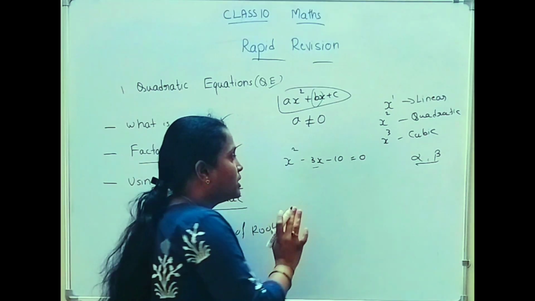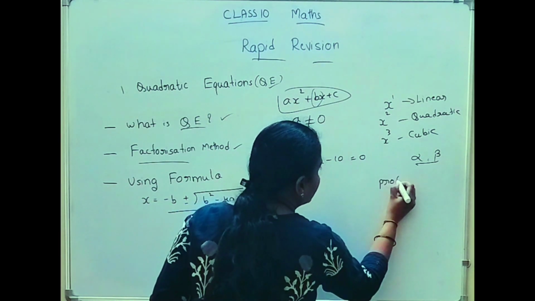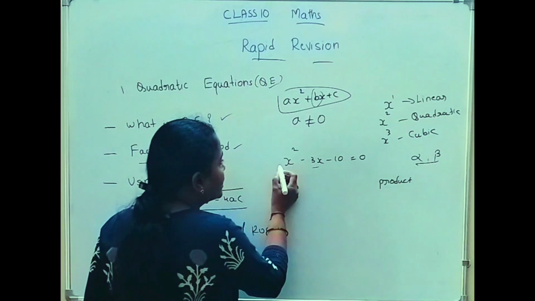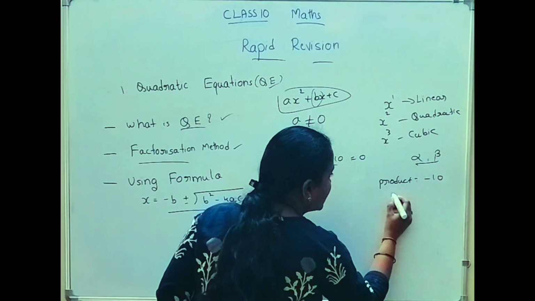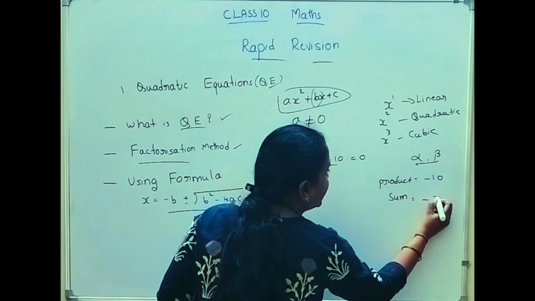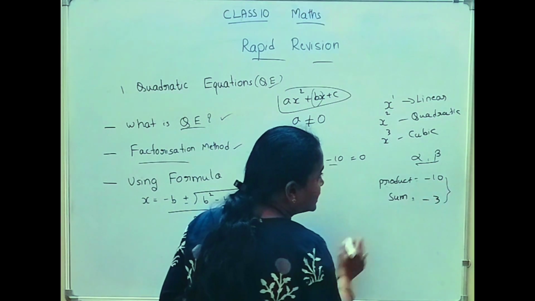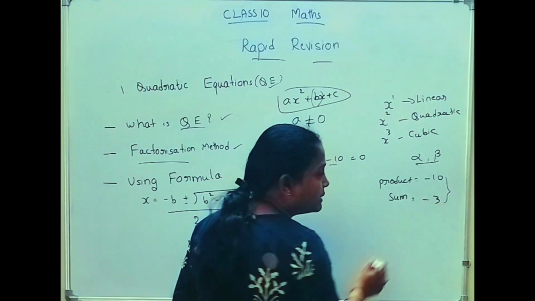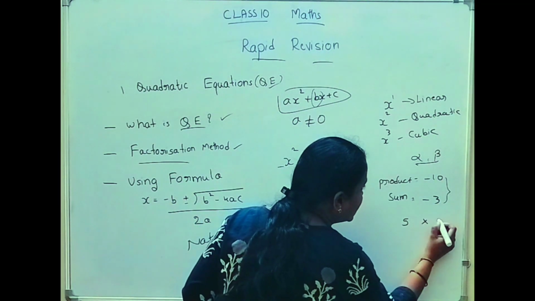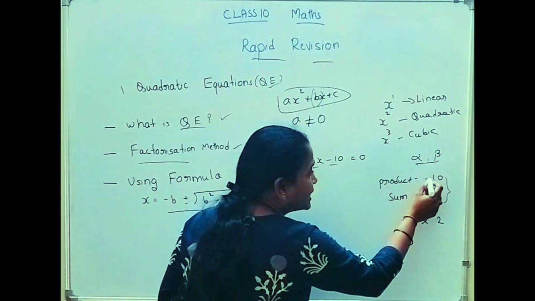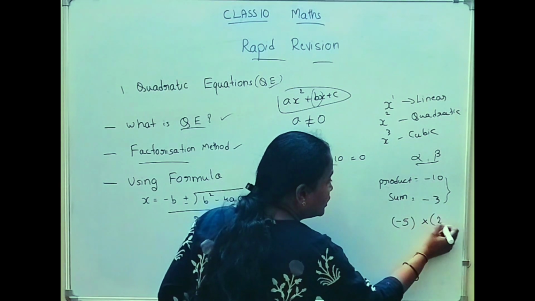Here the product of the roots must be c over a, that is minus 10, and the sum of the roots must be minus b, that is minus 3. When observing this, the product is minus 10 and the sum is minus 3, so the numbers are 5 and 2. 5 times 2 is 10, but the product is negative and the sum should be negative, so the two roots are minus 5 and 2.